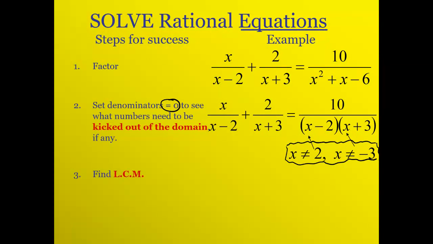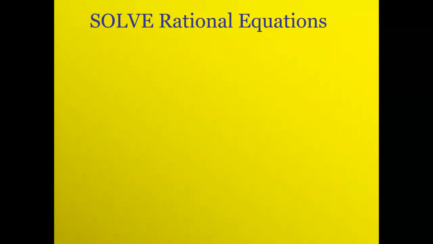So I'm getting these using the zero product property. Find the least common multiple, just like we did when we were adding and subtracting. Well, what would that be? Oh, x minus 2 times x plus 3. I think I hear some of you guys, right? And what we're going to do, instead of just getting a common denominator, is we're going to multiply everything.